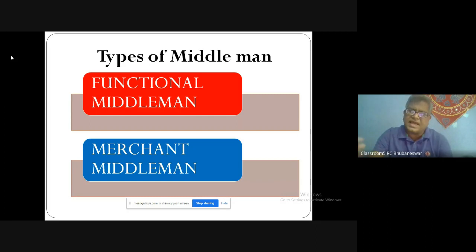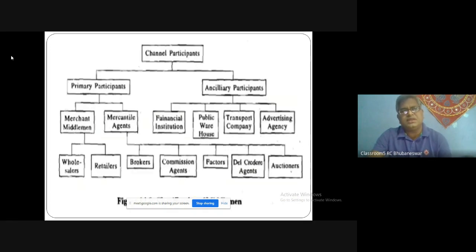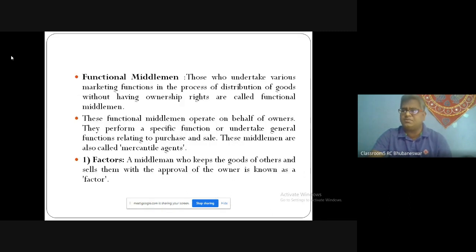And there are different types of middlemen. One is a functional middleman, another one is a merchant middleman. If you talk about channels, this is the intro PPT you see. Among primary participants, there is a merchant middleman, a mercantile middleman; among ancillary participants, there are financial institutions, public warehouses, transport companies, and advertisement agencies. These are some of the ways through which channel participants can reach from one place to another, from the producer to the customer.